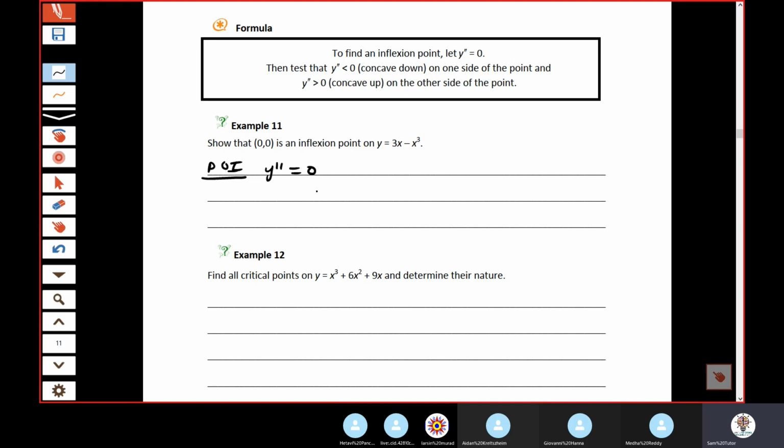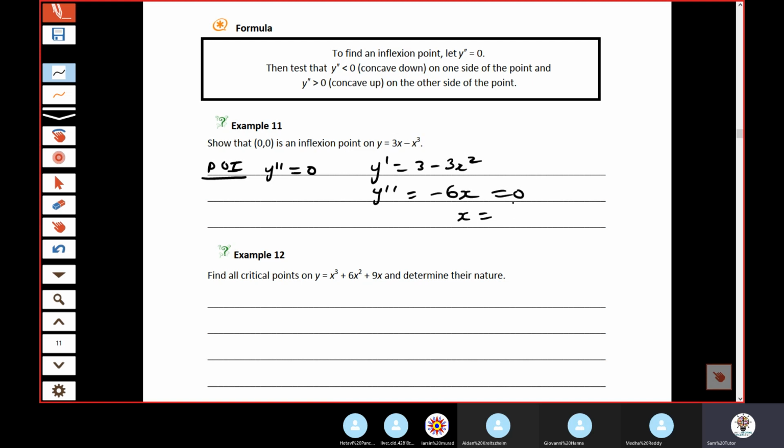For nature, I'll probably do the y double dash technique. I think it's just a bit easier. And then y double dash equals 0 for point of inflection. So let's see. y dash equals 3 minus 3x squared. y double dash equals negative 6x.